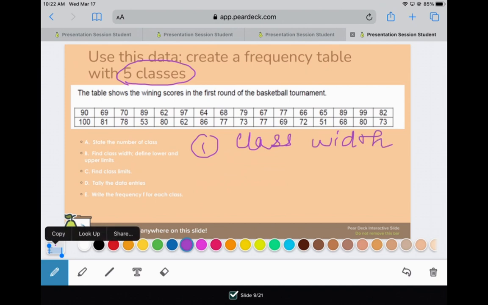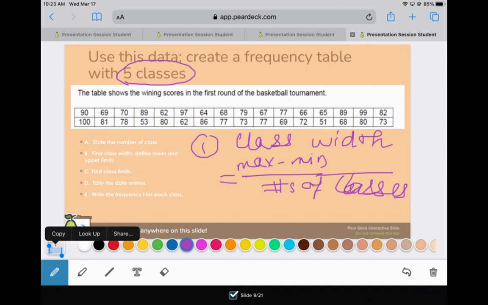So step number 1, we need to find the class width. Some of you probably feel discouraged with this lesson already because there are so many numbers. Don't be. I'm not going to give you a lot of tables to work on for your summative. I'll give you enough that you should be able to construct one table. To find the class width, remember we have the max minus the min divided by the number of classes.